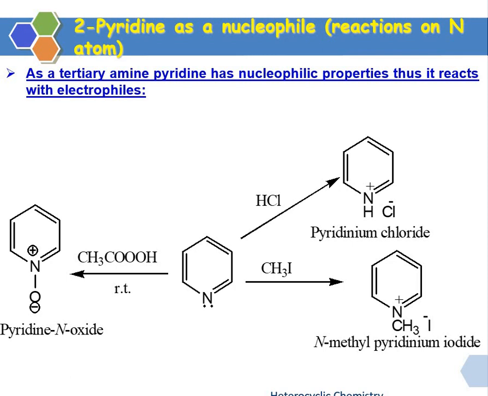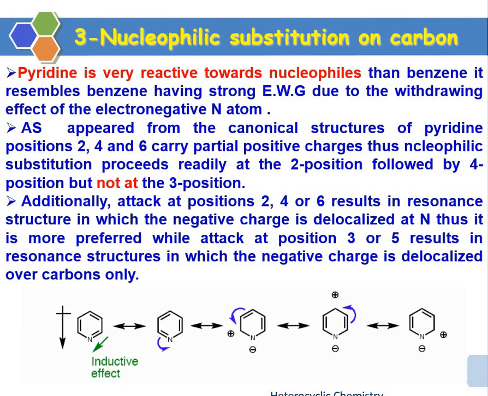As a tertiary amine, pyridine has nucleophilic properties, thus it reacts with electrophiles. You can see pyridine undergoes reactions at room temperature forming pyridine N-oxide. Here it reacts with HCl giving pyridinium chloride, and with methyl iodide giving N-methyl pyridinium iodide. So pyridine is more reactive toward nucleophiles than benzene.